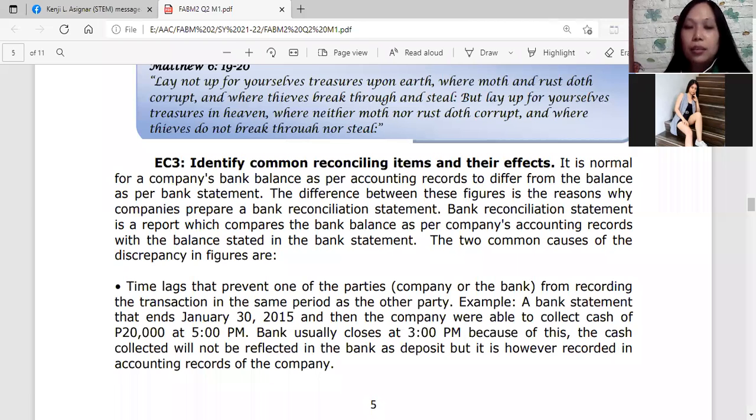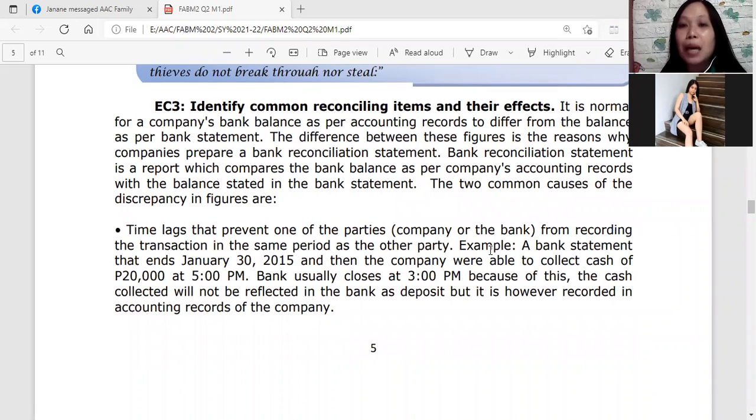Record it. Okay, so that's the reason why it needs to be reconciled. Because normally the figures in the company may be different from the figures that you will see in your bank statement. So the company has to see what happened. Where's the mistake? Okay. Why is it that the balances are different? So these are the reasons why balances are different. The two common causes of the discrepancies in figures are what?